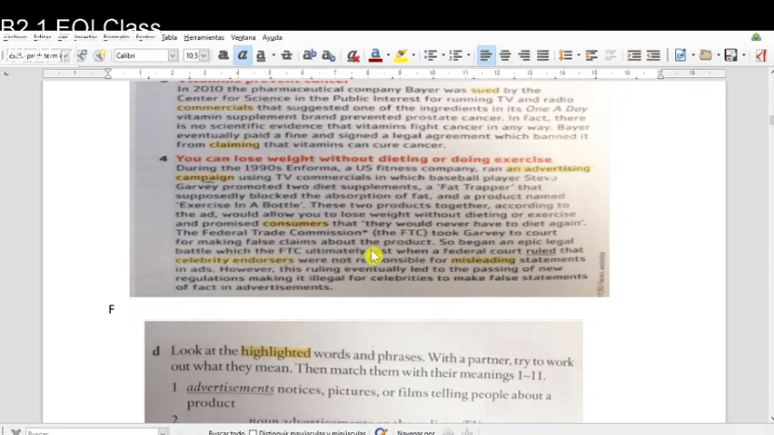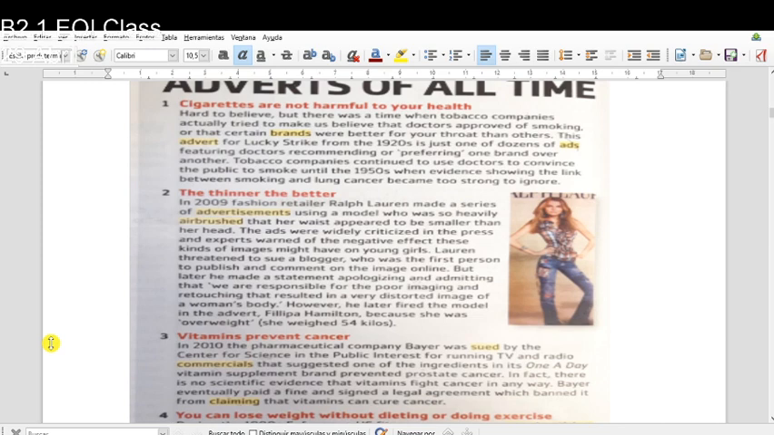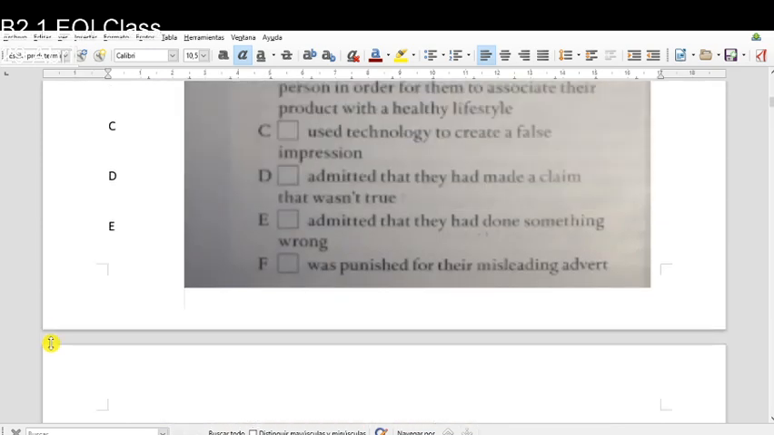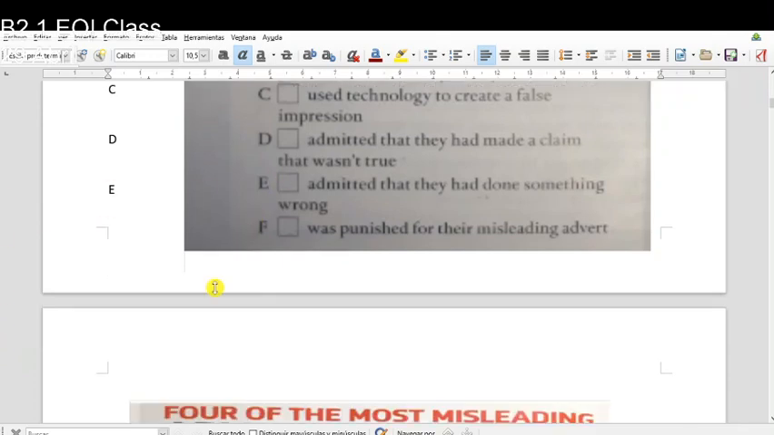The Federal Trade Commission, the FTC, took Garvey to court for making false claims about the product. So began an epic legal battle with the FTC, ultimately lost when a federal court ruled that celebrity endorsers were not responsible for misleading statements in ads. However, this ruling eventually led to the passing of new regulations making it illegal for celebrities to make false statements of fact in advertisement. Then, I would like you to pause the video, and please do both of these exercises. Do them now, because we are going to correct them in a minute.